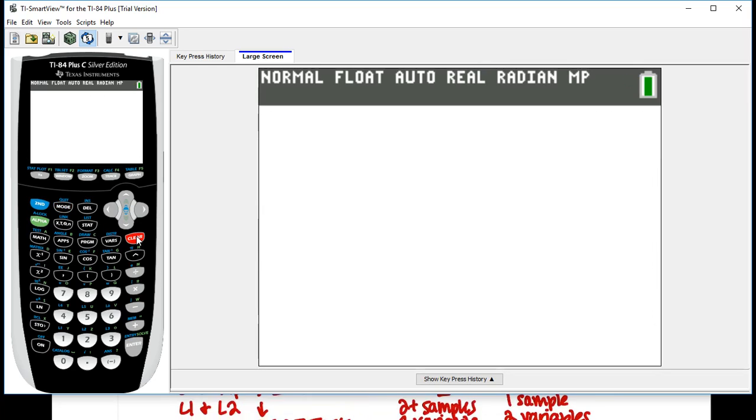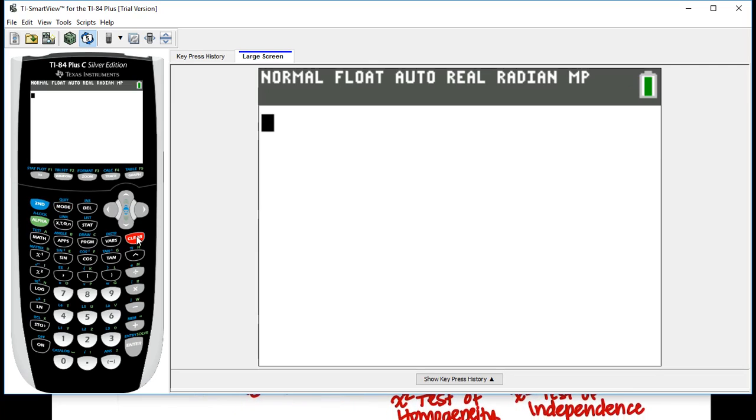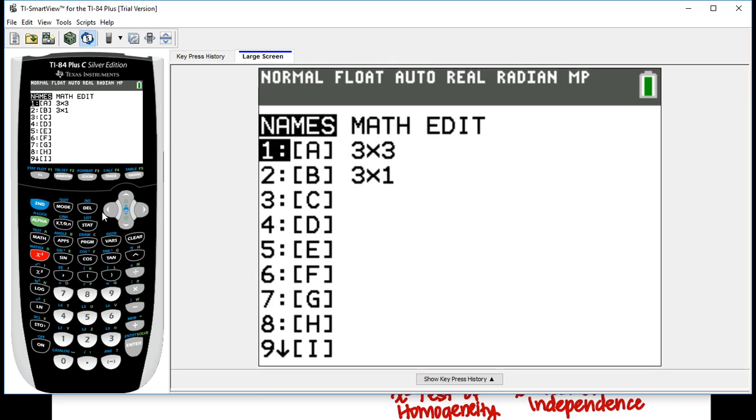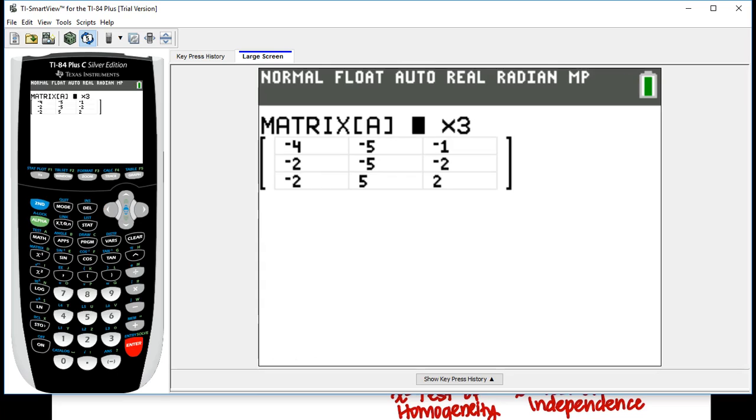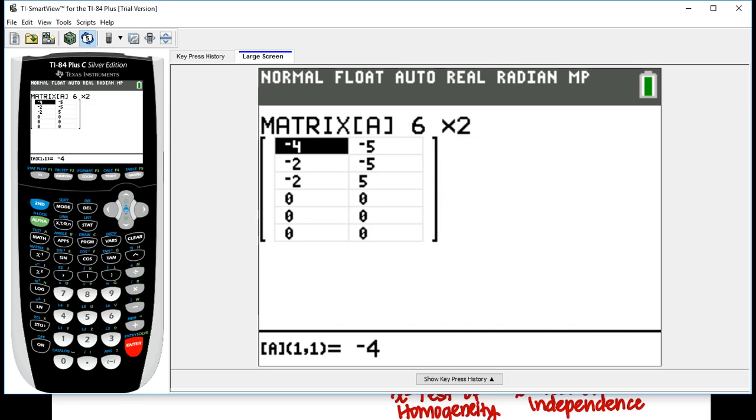So what I want you to do is go to the home screen, and we're going to hit second x to the -1, that's the matrix button, and then go over to edit. For this problem, we have, like I said, a 6 by 2 matrix. So I'm going to type in a 6, hit enter, type in a 2, hit enter. It should be the two-way table. Do not include the totals. And then from there, we're going to fill in the observed values. The observed go into matrix A.